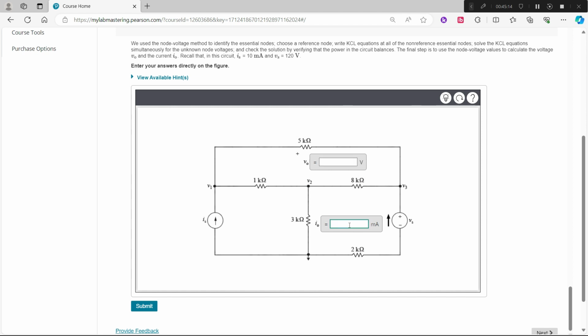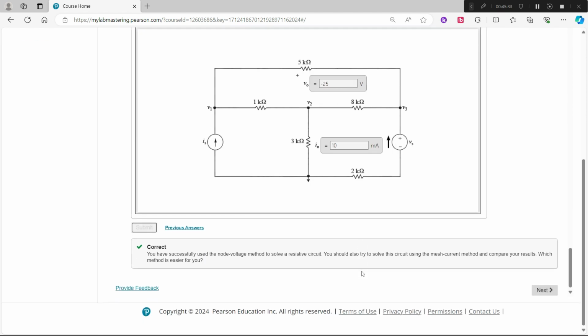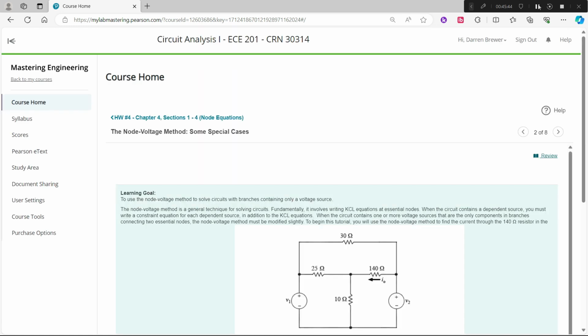No. 10. And here we have voltage drop 75 to 100. I say it's negative 25, if we're going this way. Yep. Mesh current method? Yeah, we're not going that crazy.